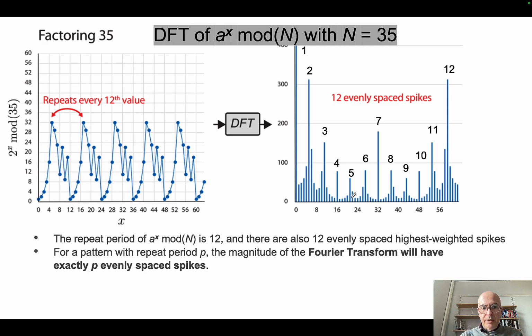So let's see the example in this case of factoring 35, where 2^x mod 35 is slightly different from the previous example of factorizing 15. In this case, the repeat period is 12. We saw that this function repeats after 12 iterations. So the repeat period of a^x mod n in this case is 12. And one thing that we also notice is that there are also 12 evenly spaced, highest weighted spikes. If we perform the DFT, we can check: 1, 2, 3, 4, 5, 6, 7, 8, 9, 10, 11. So for a pattern with repeat period p, the magnitude of the Fourier transform will have exactly p evenly spaced spikes. And we're going to use these results to calculate the repeat period using the QFT.